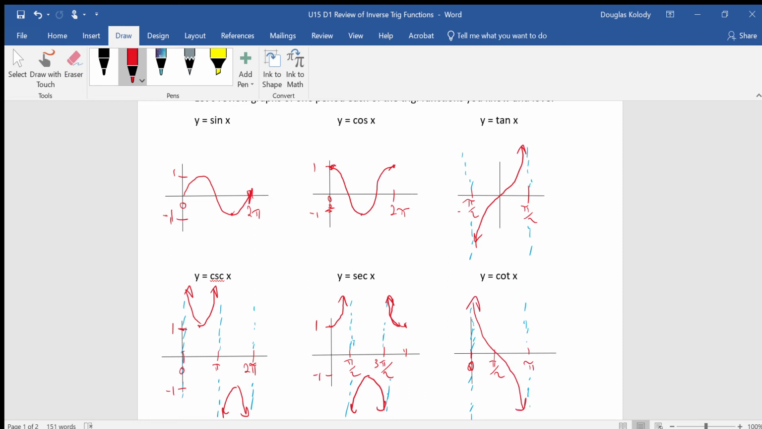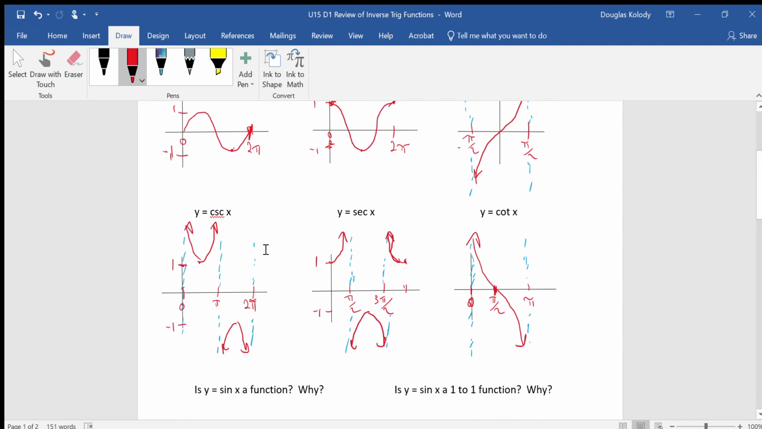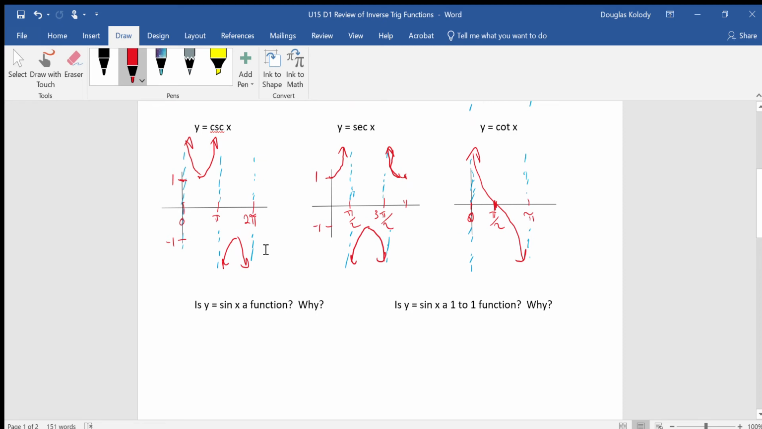Okay. Ladies and gentlemen, I present to you the 6 trig functions that you have graphed with Mrs. Middleton, or I'm going to assume you graphed with Mrs. Middleton. You have. Whether you remember it or not, that's another question. But there they all are. Huzzah. Okay, now let's go to the next section.